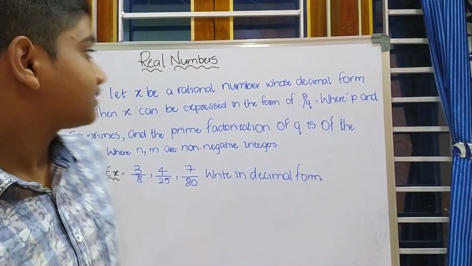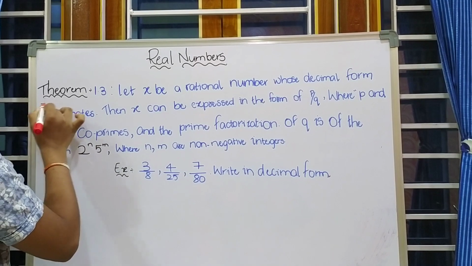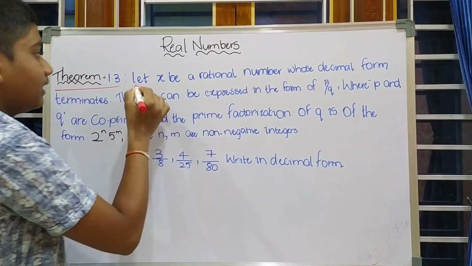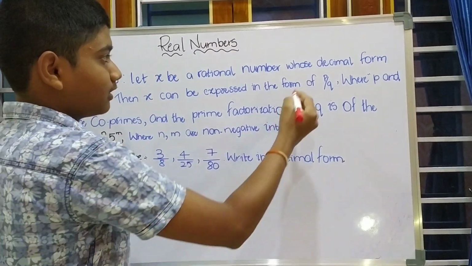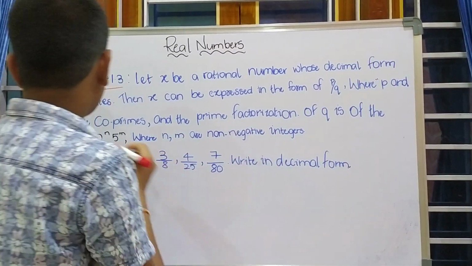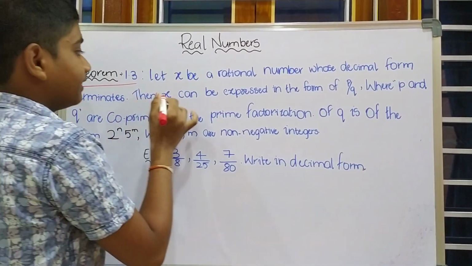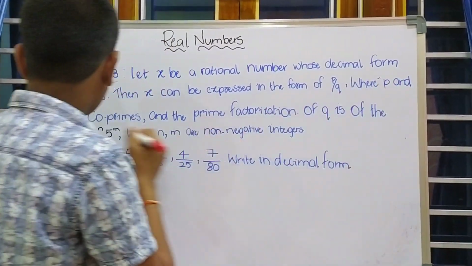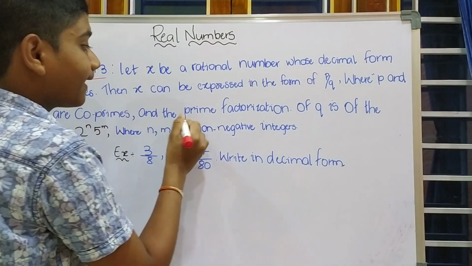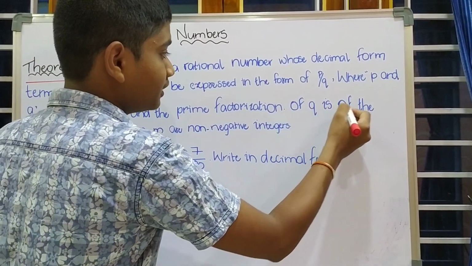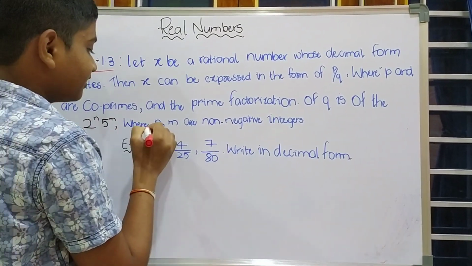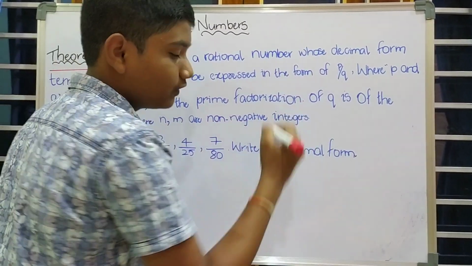Today our topic is real numbers, theorem 1.3. Let us see what theorem 1.3 is. Let x be a rational number whose decimal form terminates. Then x can be expressed in the form p by q, where p and q are co-primes, and the prime factorization of q is of the form 2 power n 5 power m, where n and m are non-negative integers.